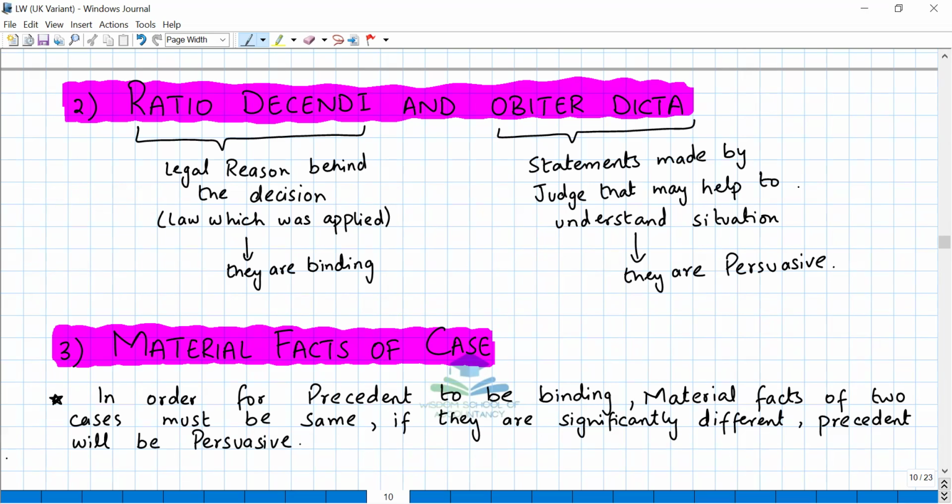And obiter dicta means statements made by the judge that may help to understand the situation. For example, when the judge was giving the decision, he just mentioned some other hypothetical situations, just other general statements to let people understand the situation. Those things said by the judge are known as obiter dicta, and they are persuasive. The future judge can take help from those things, but it's not necessary to follow them, while the legal reason because of which the judge gave the decision is binding on the future judges.